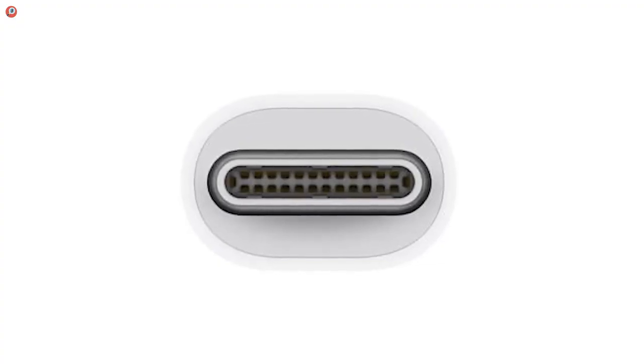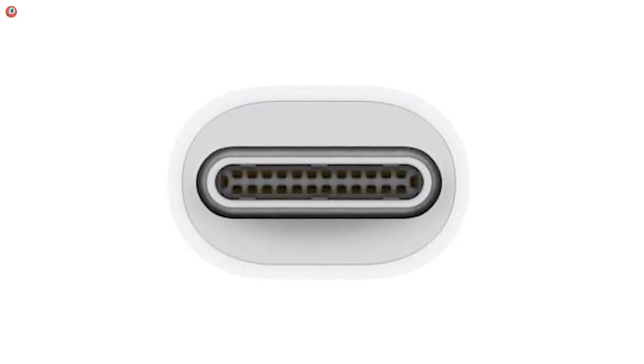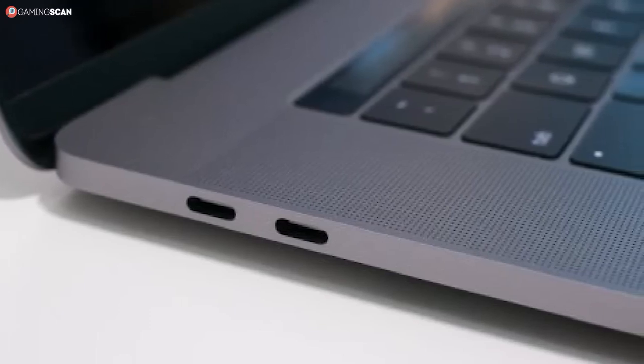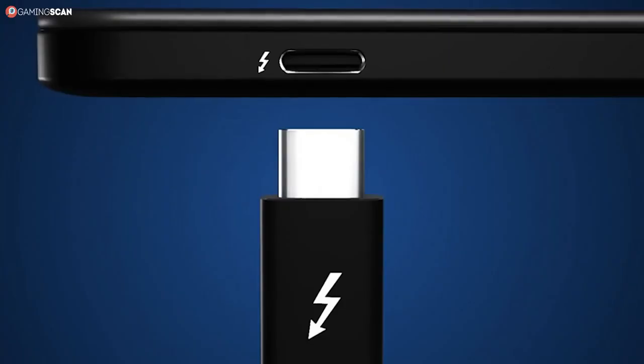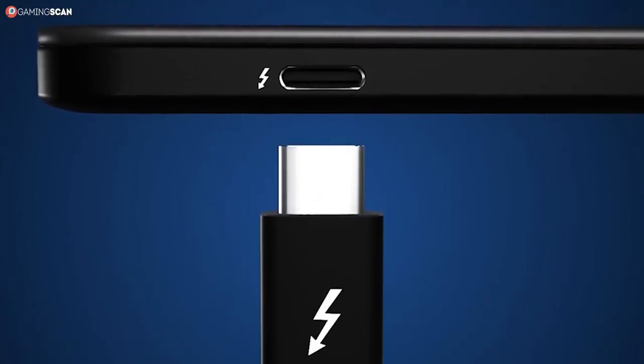Thunderbolt 3 is a type of hardware interface developed by Intel and Apple that uses the 24-pin USB Type-C connector. This was the first iteration of the Thunderbolt technology to utilize the USB Type-C connector, but it won't be the last, as it's been revealed that the Thunderbolt 4 interface will continue this tradition.